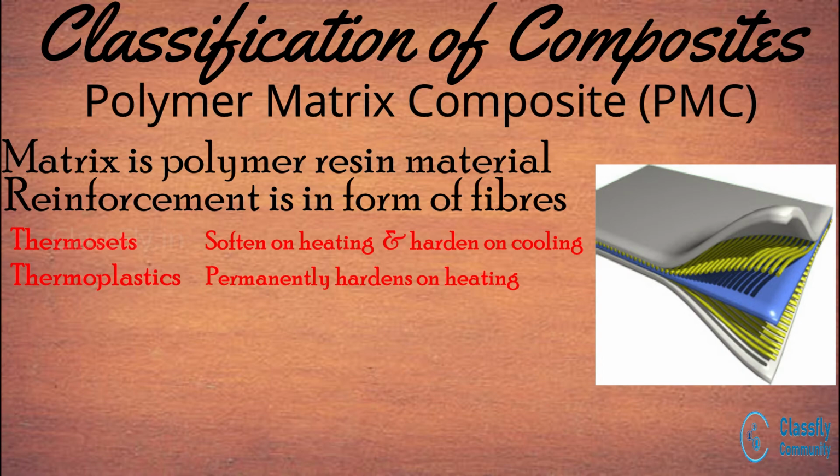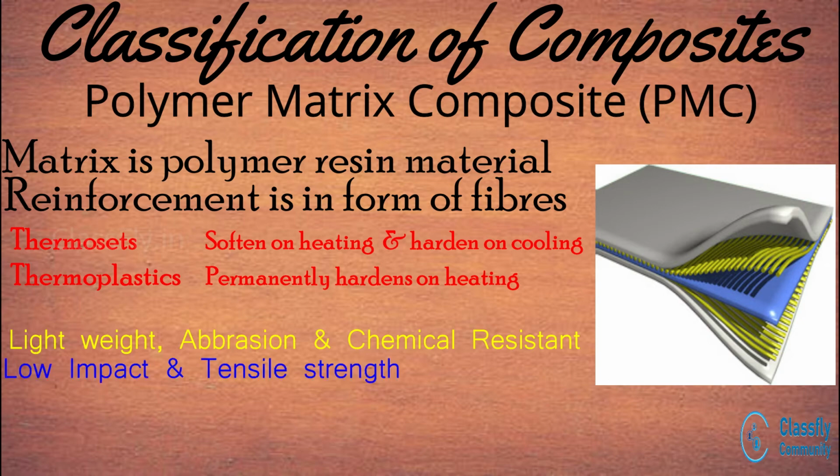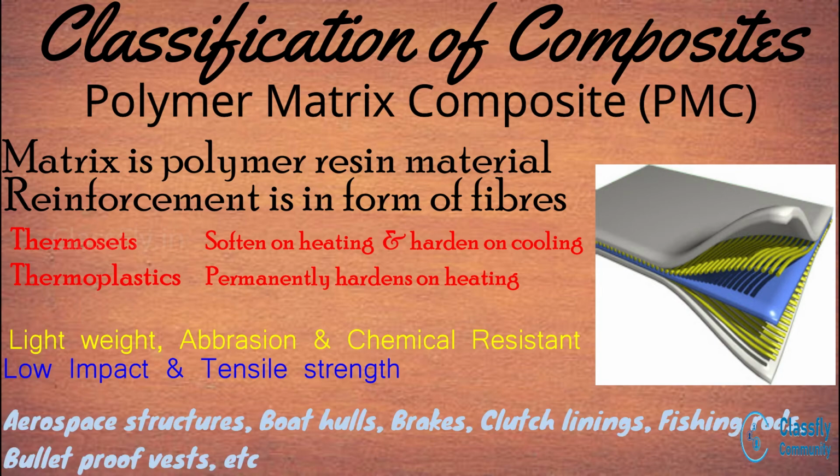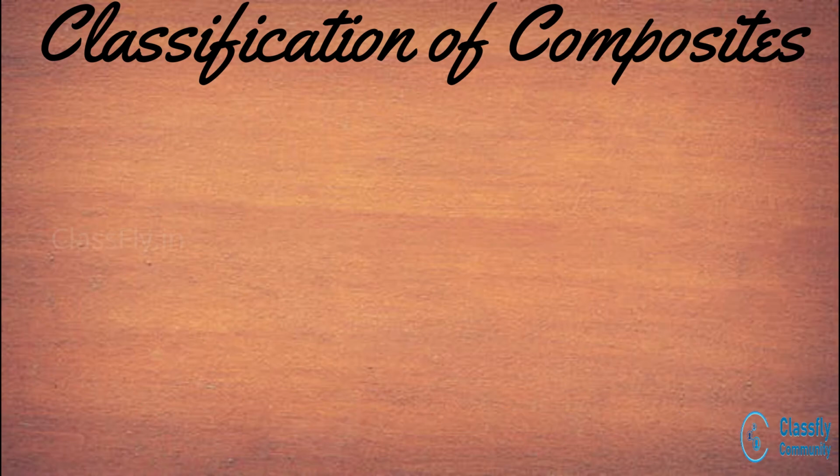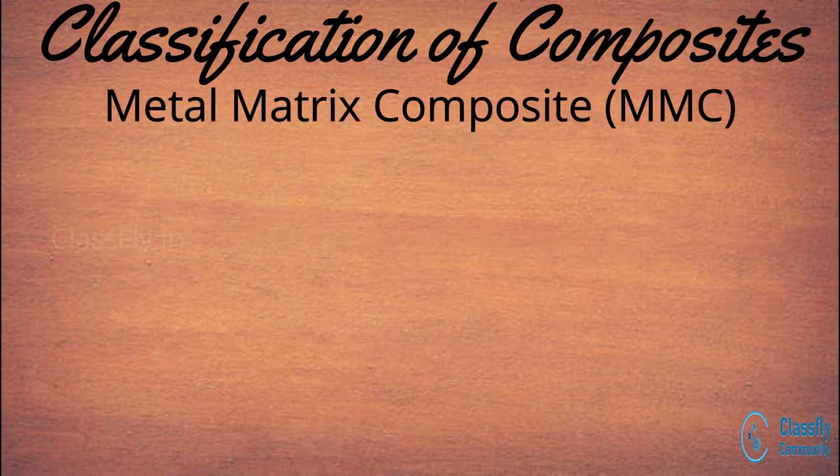Polymer matrix composites are light in weight and abrasion and chemical resistant. However, they possess low tensile strength and low impact strength. Considering these properties, they are used in aerospace structures to manufacture boat hulls, automotive parts, brakes, clutch linings, fishing rods, bulletproof vests, etc.